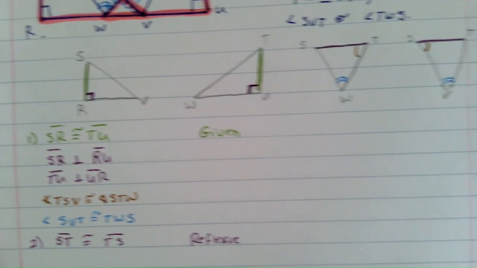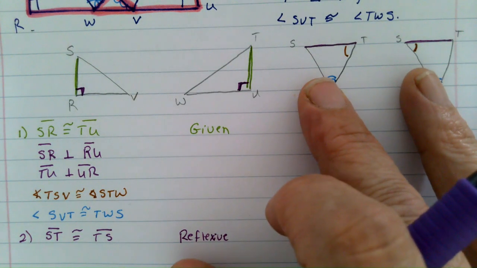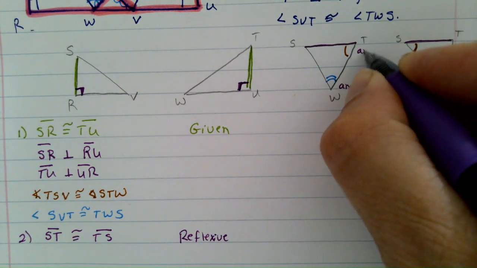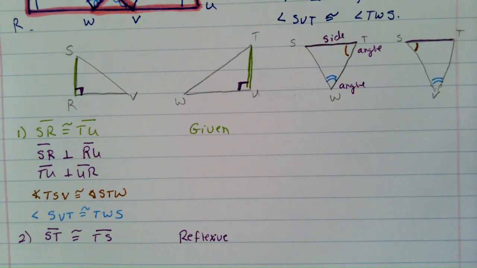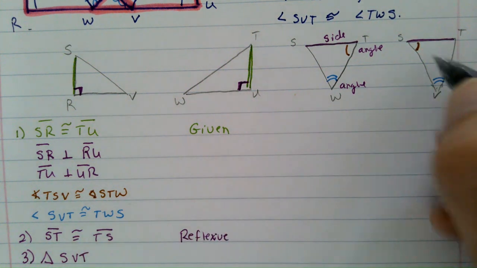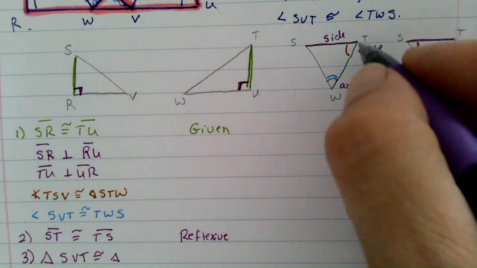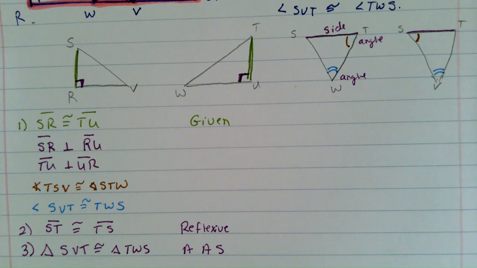Now, why do I even care? Well, on our side note, we couldn't prove these congruent. Can we prove these congruent? Don't we have an angle, side? We absolutely do. So step 3, triangle SVT, so I went from the purple mark to the blue mark to the unmarked one, is congruent to triangle TWS by angle, side. Well, how is that even helping us?